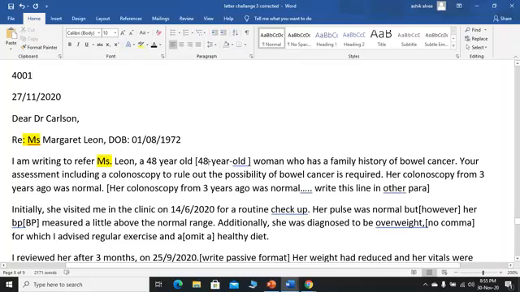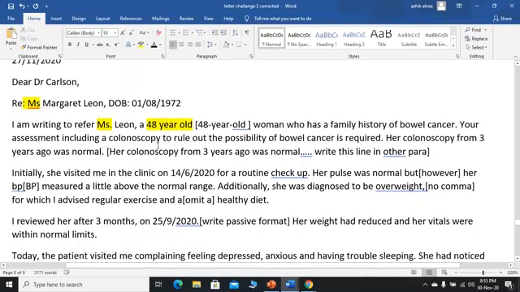A 48-year-old, there should be hyphens like this. This is a mistake: a 48-year-old woman who has a family history of bowel cancer. Your assessment including colonoscopy to rule out the possibility of bowel cancer is required. Her colonoscopy from 3 years ago was normal.